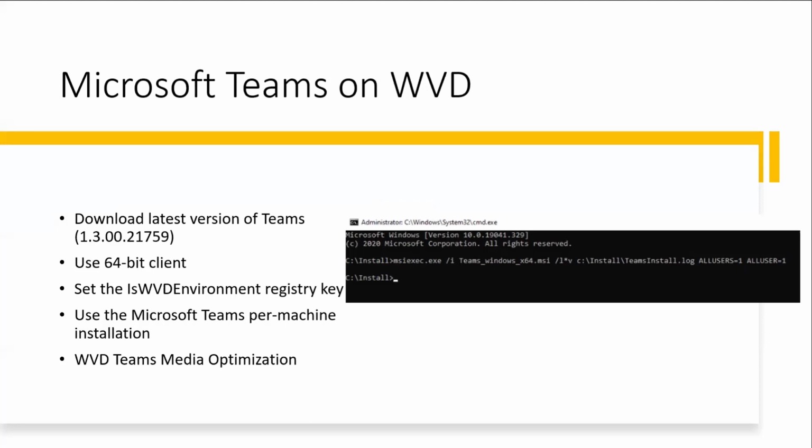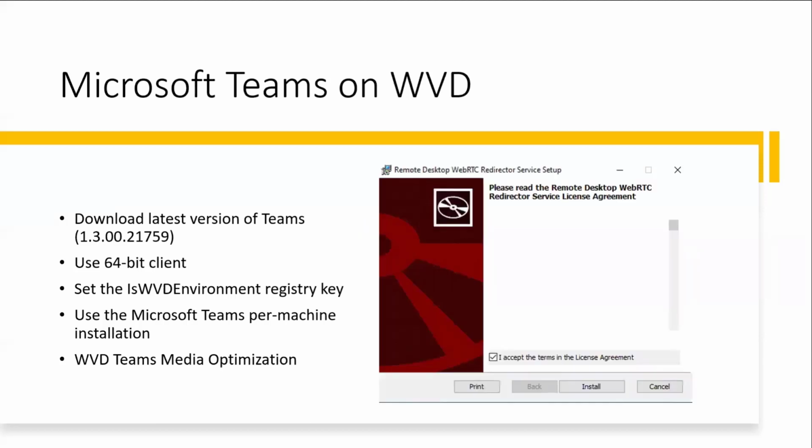Also, regarding updating Teams, the system-wide installer won't update automatically. So you have to uninstall the current version and install the latest version on your golden image. And since the spring release is GA, the audio video redirection from Teams is also GA. To set it up, you need to install the WebSocket service, which we will talk about in the next slide.